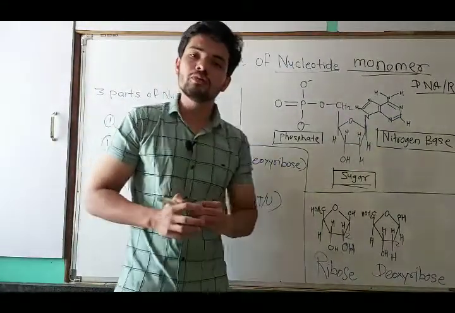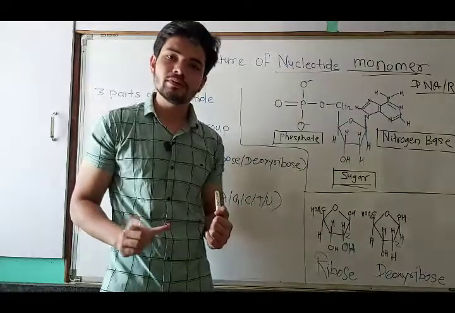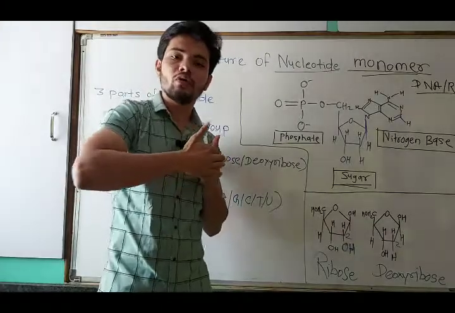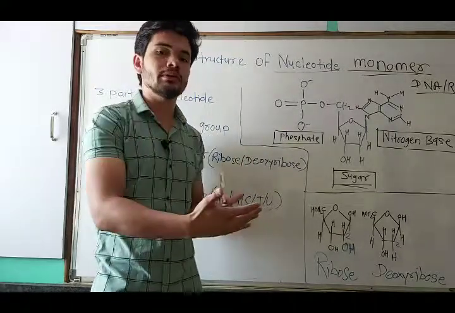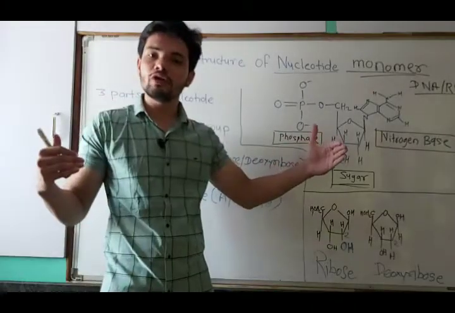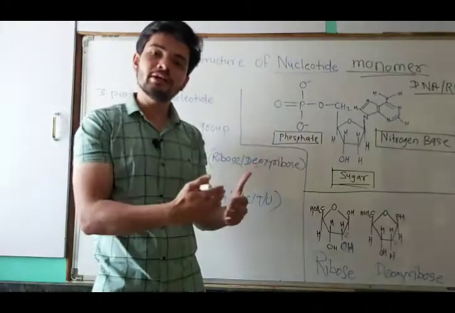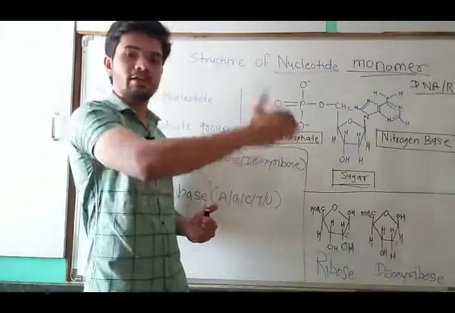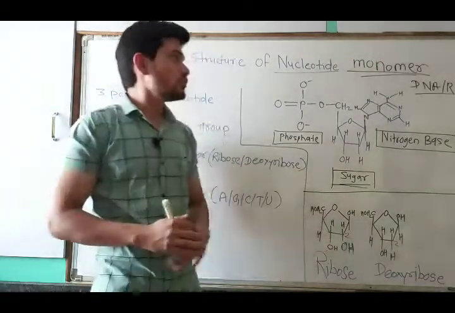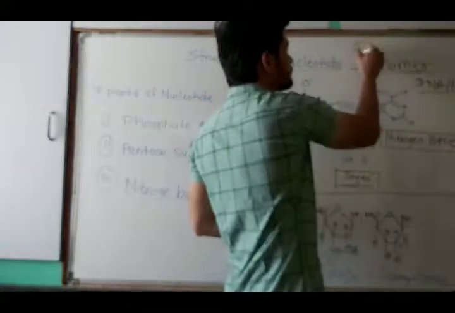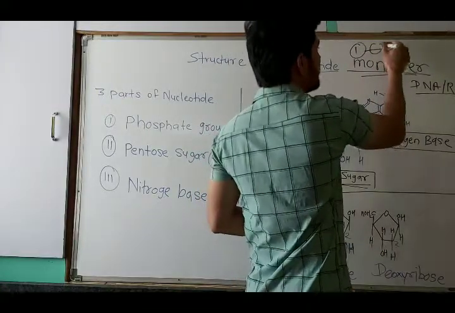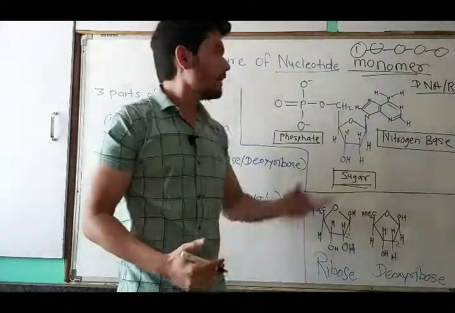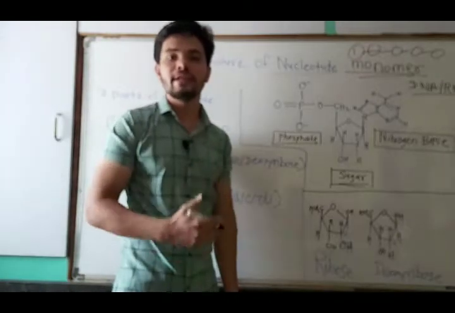So what is a monomer? A monomer is one single unit. By joining so many of those units, we can make a whole chain, which is called a polymer. So many nucleotides, or monomers, will come together to make one strand of the DNA, and that strand will be called a polymer. So DNA is a polymer and nucleotide is the monomer of DNA or RNA.